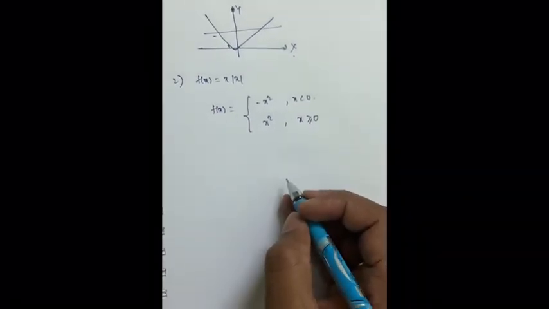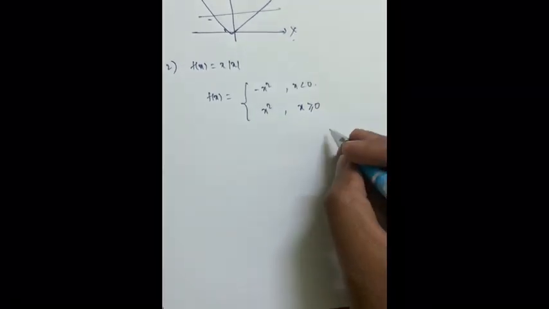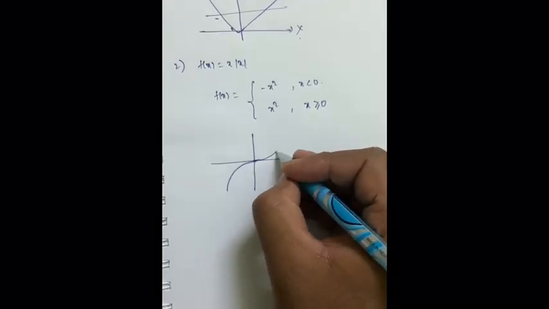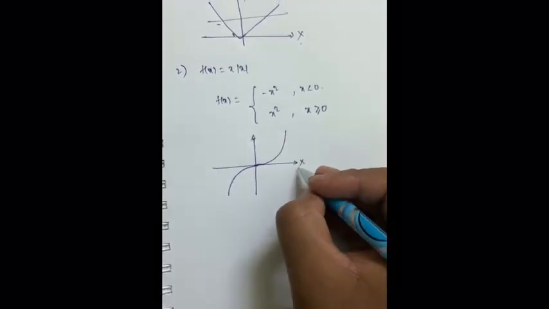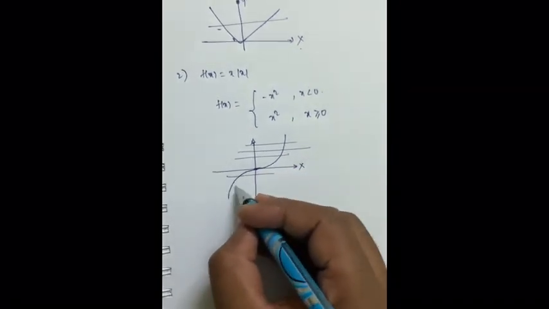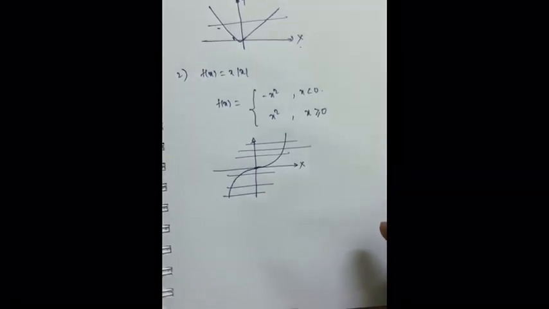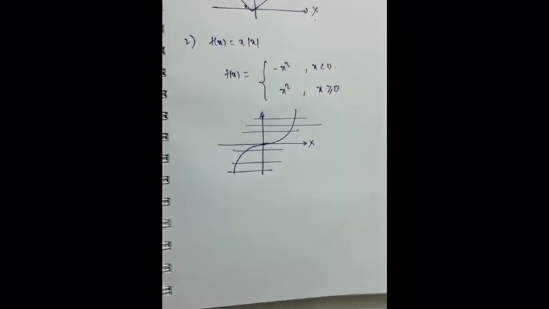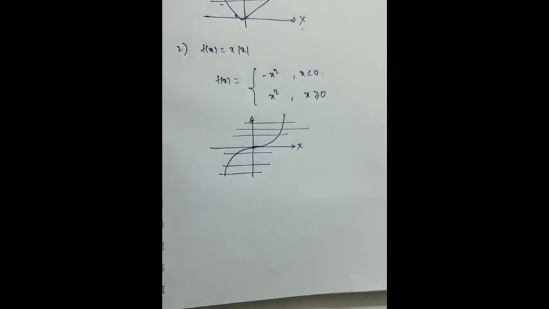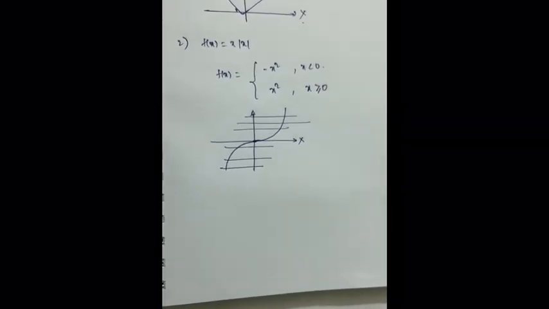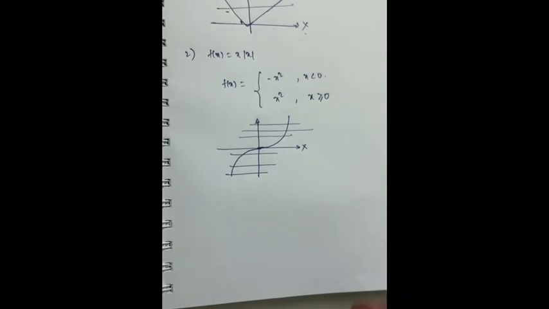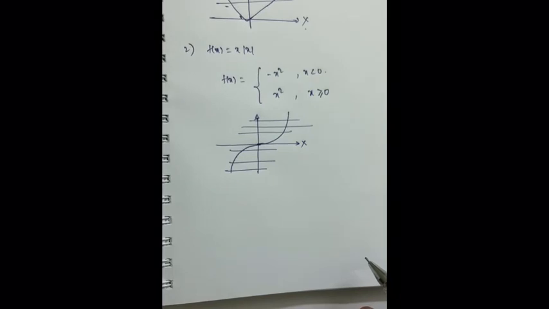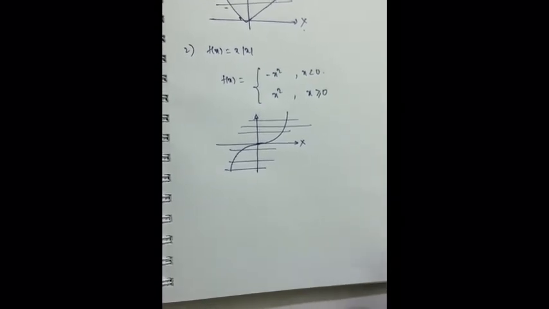for this function, for less than 0 you have to draw the minus x square graph. Okay, so which is like this. For more than 0 it is the x square graph. Okay, so if you draw a horizontal line anywhere, it intersects the graph only once, so it is 1-1. So what I want to say is, if you can draw the graph of any function, go ahead and draw it. That's the easiest way. If you can draw the graph, you can see whether the horizontal line intersects more than once or not. Okay, so that is the first point which I want to say.